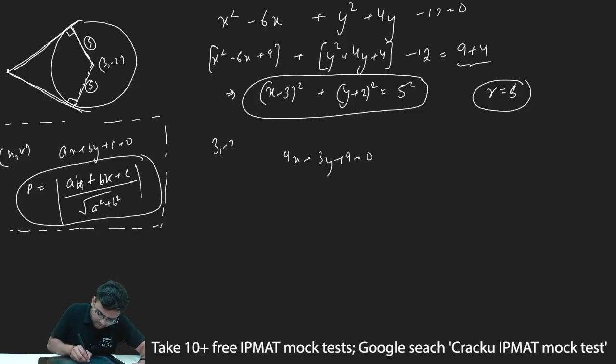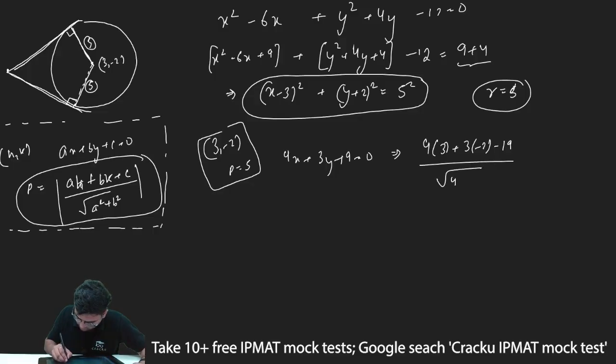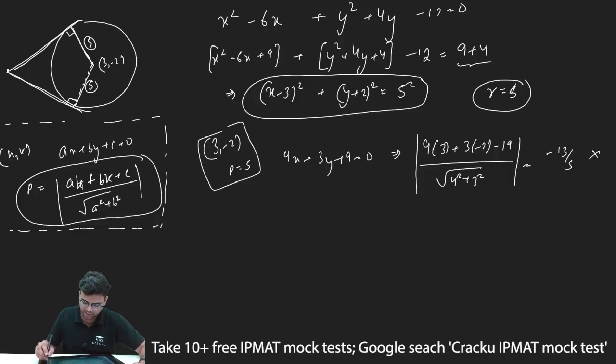What is the point? The point is 3 comma minus 2, and from this point on this line the length of the perpendicular should be 5. So from 3 comma minus 2 the length of the perpendicular to any of the lines should be 5. I'll find out the length of the perpendicular from 3 comma minus 2. So it will be the mod of 4 into 3 plus 3 into minus 2 minus 19, divided by under root 4 square plus 3 square. So this will be equal to 12 minus 6, which is 6, minus 19, which is minus 13 upon 5. This cannot be the equation.